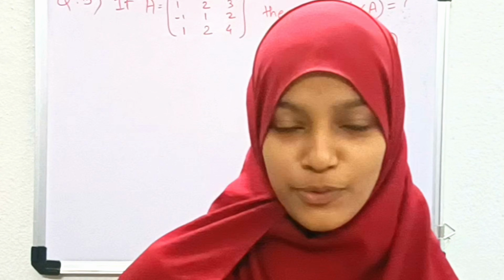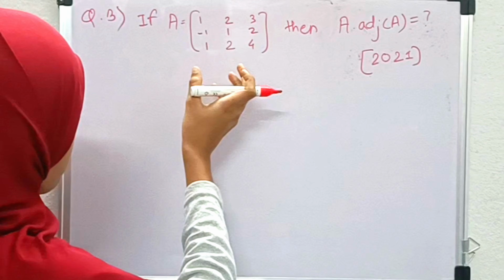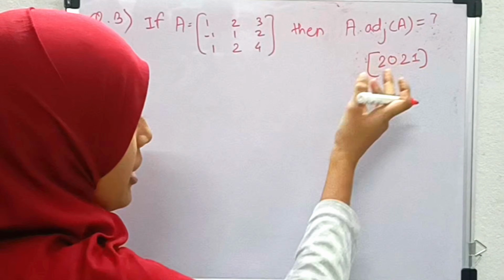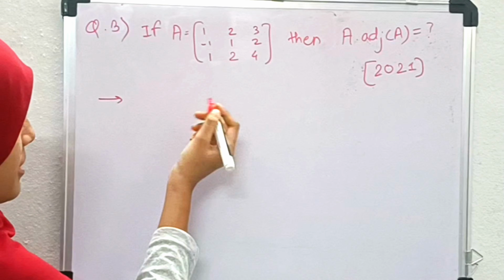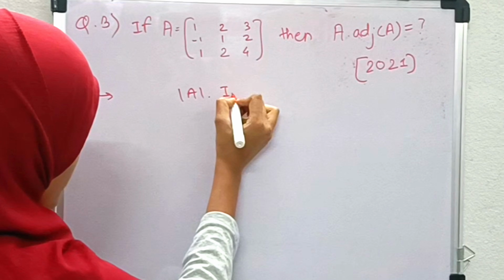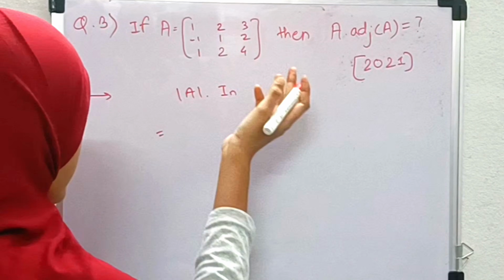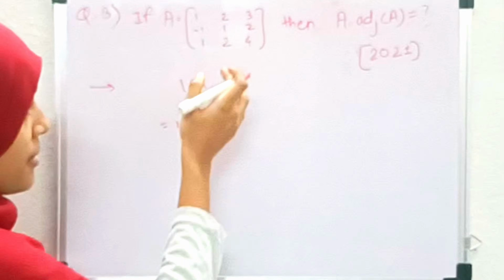Let's move towards the next question of the same trick. We are given a 3 by 3 matrix, and we have to find A into adjoint of A. This was repeated in 2021. We simply know the formula: A into adjoint of A is determinant of A into In. So let's first find the determinant of A. We know how to find it simply. Let's take the first element and multiply these two.